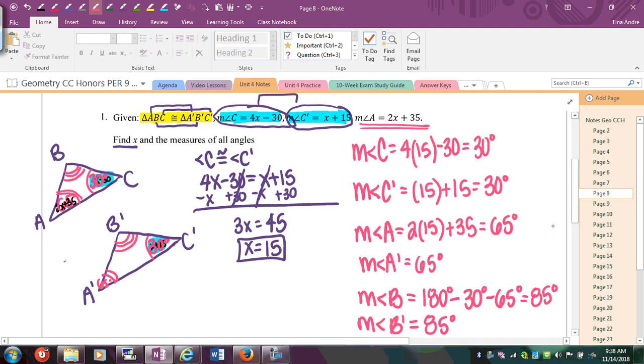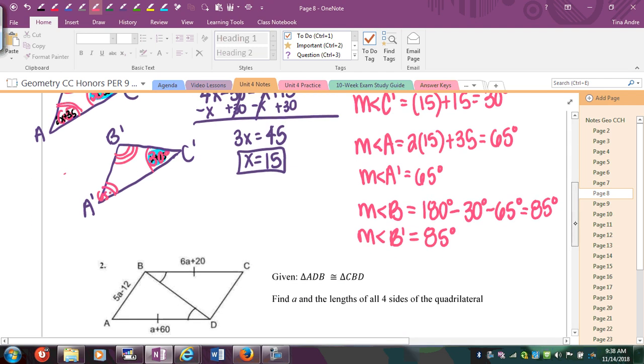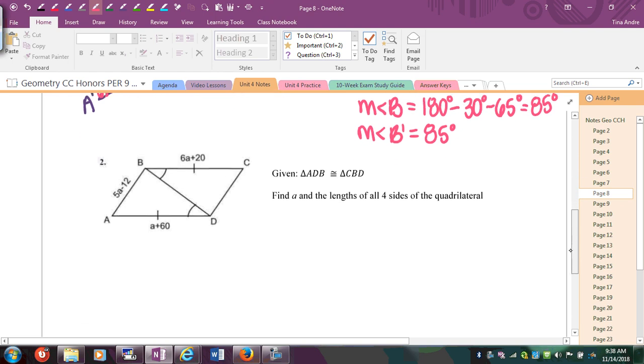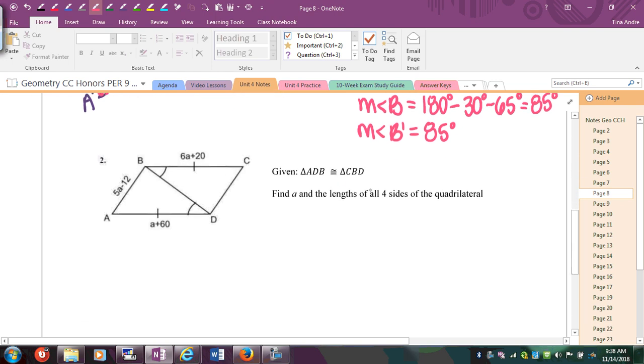So let's look at one more example where we find the unknown sides. So in this picture, we have two triangles that are congruent, and we want to find the variable, so we want to solve for A, and then we're going to find the lengths of all four sides. So when we look at this, the first thing is, let's go ahead and highlight the two triangles that they give us so we know what we're talking about and which ones we're looking at.